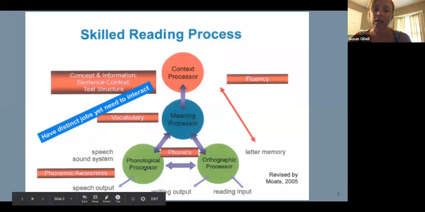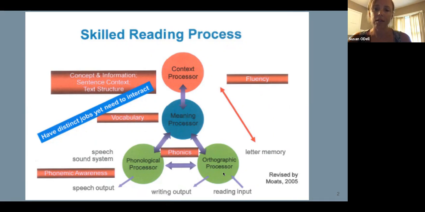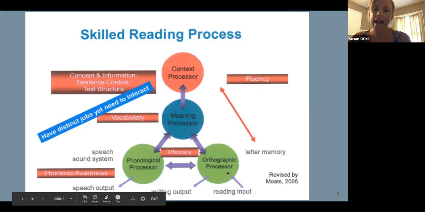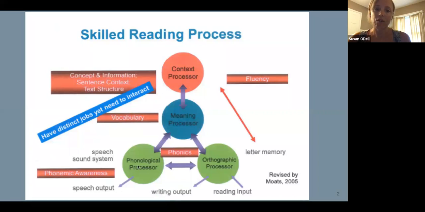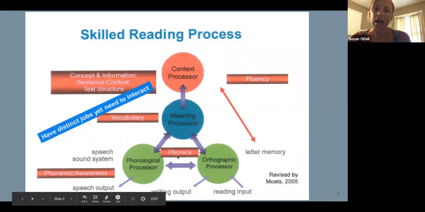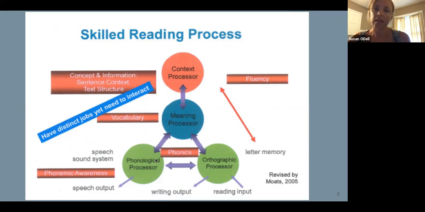At the foundation of the system is the phonological processor and the orthographic processor. When students see a printed word, the orthographic processor is activated through reading input or through writing output. The orthographic processor then sends information to the phonological processor, which analyzes speech sounds and produces speech. Phonics is where the orthographic and phonological processors connect and help students associate letters or letter patterns with individual sounds.